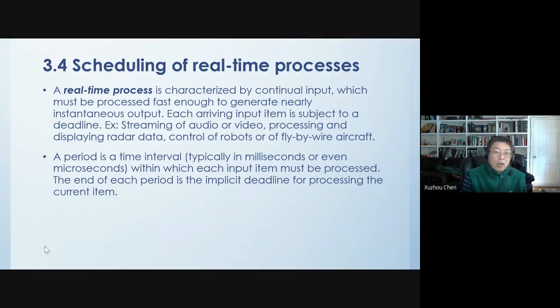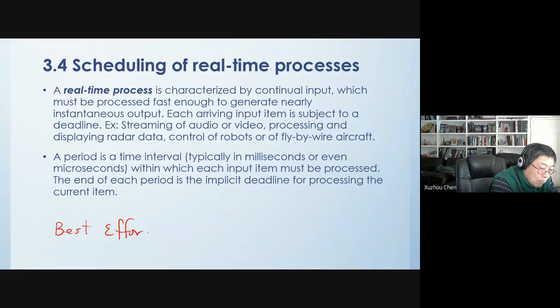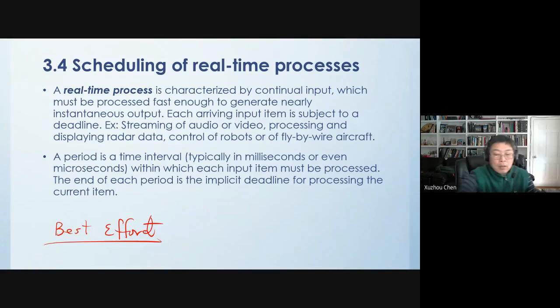The other scheduling algorithms, like first in, first out, and shortest job first, are called best effort. As long as you have a priority for each of the processes, if they are not real time, I just follow the rule and say you're the first, you're the second, you're the third. Real time is different. Real time says if I request the CPU, I have to get the CPU within a certain period of time.